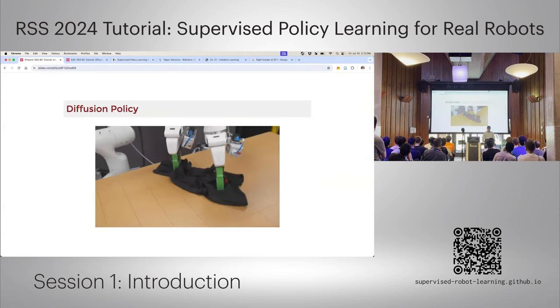These actions could be a single action. It could be some n actions in sequence. It could be full trajectories. But generally, it's one action or just a few actions in a sequence and not the full trajectory.